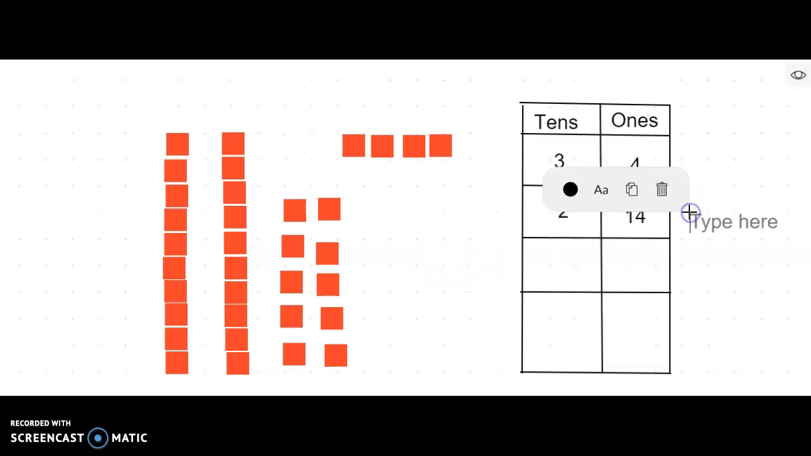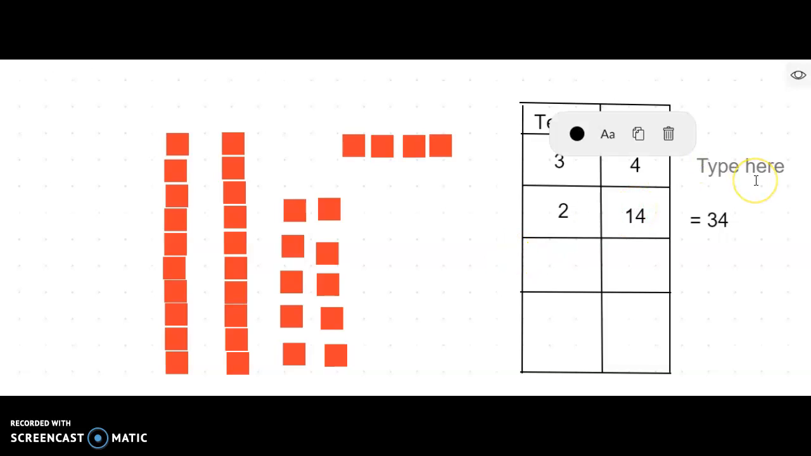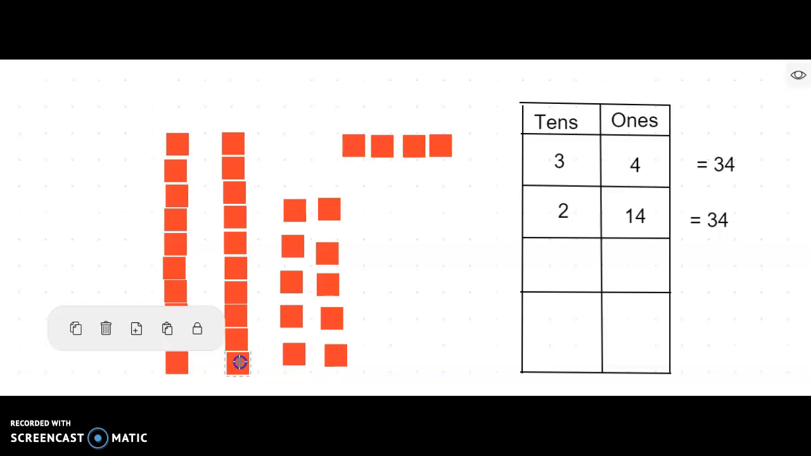This is still 34. 3 10s and 4 ones and 2 10s and 14 ones both equal 34. Let's unbundle this other group of 10. Ready? Let's do another group of 10.